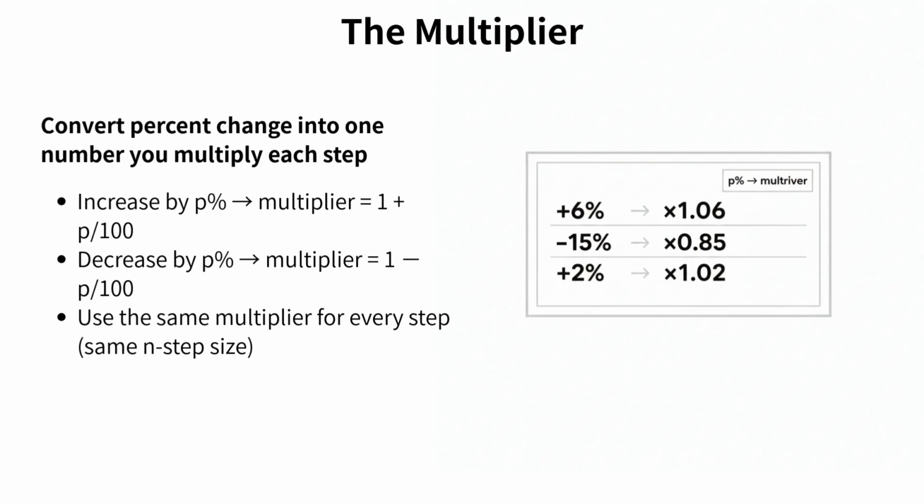For example, an increase of 6% means you multiply by 1.06. A decrease of 15% means you multiply by 0.85. Once you have the multiplier, the rest is consistent. Each step means you multiply by that same number again and again. So before you do any powers or calculations, lock in the multiplier first.